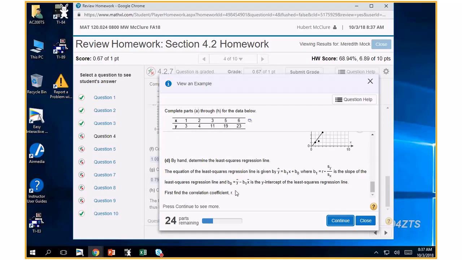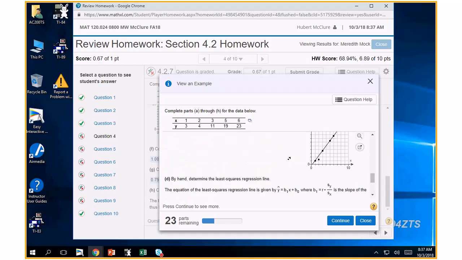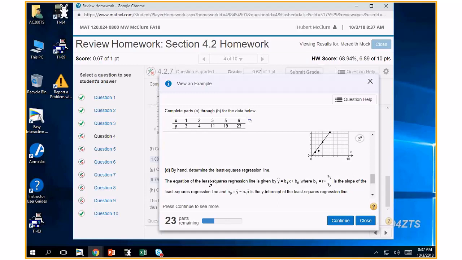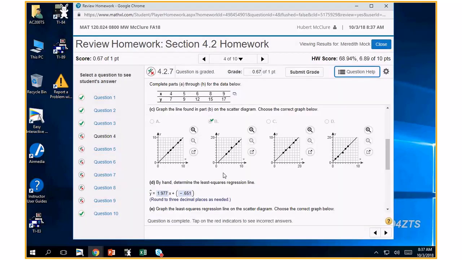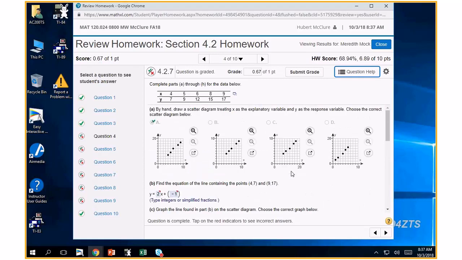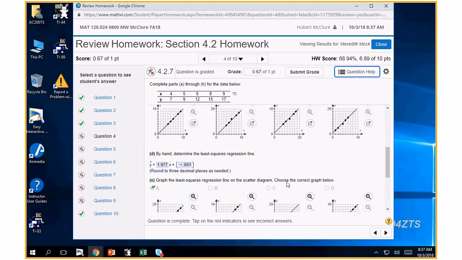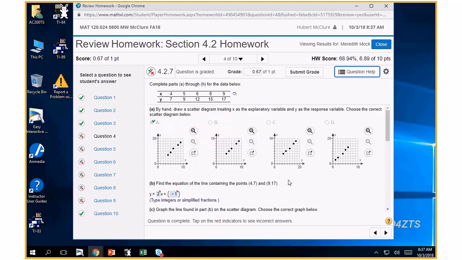So D says first find the correlation coefficient. Oh no, we're not doing that. No, that's R right there. That's what we found. So D should be R. I don't know why. Where's D on the equation? Hold on. Where's D here? So D says find the, good gosh, how many parts does this thing have? 7.